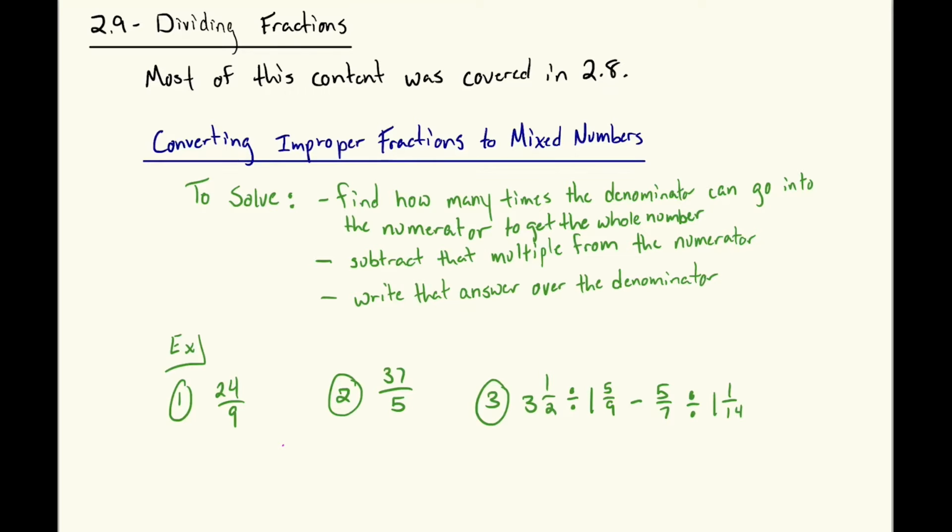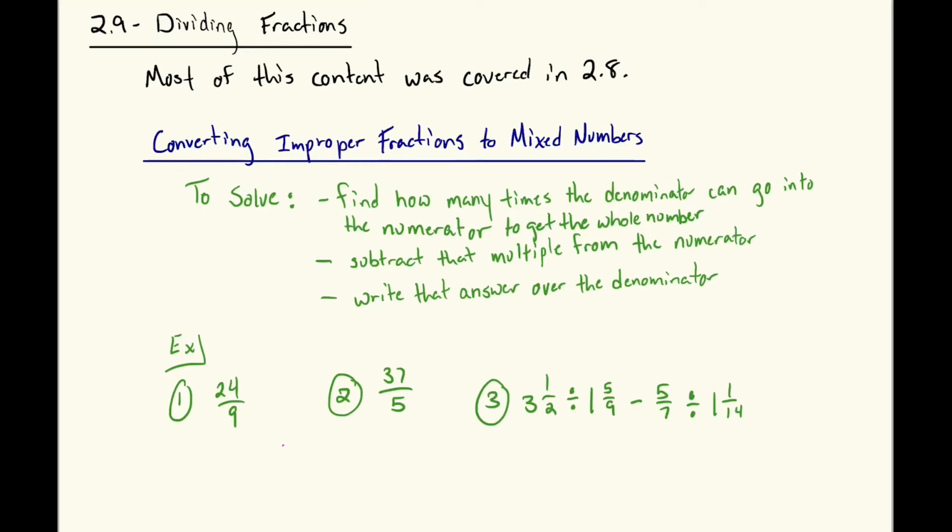So, to convert an improper fraction to a mixed number, the first step is we just need to find out how many times the denominator can go into the numerator. We do this to get our whole number because we need to know how many times it can evenly go in, right? So it's closest without going over kind of situation. So we look at that. From there, we take whatever that multiple is, we subtract it off of our numerator to get the leftover piece, and then we write the answer over our denominator. And all three of those steps end up getting us to our mixed number.